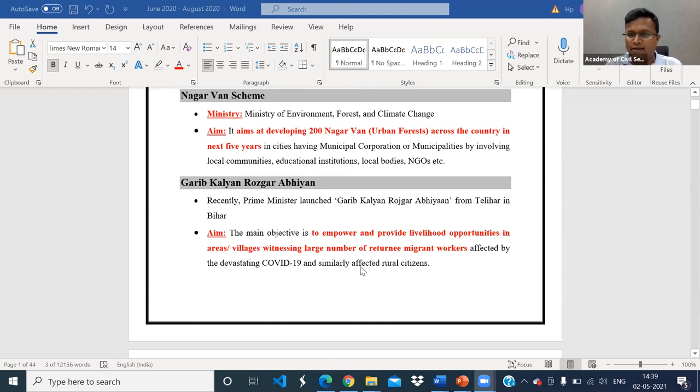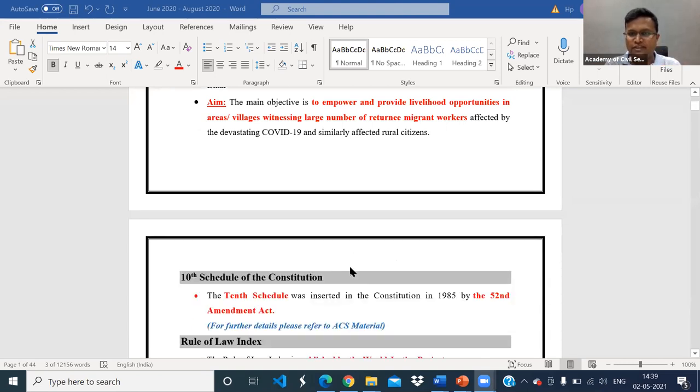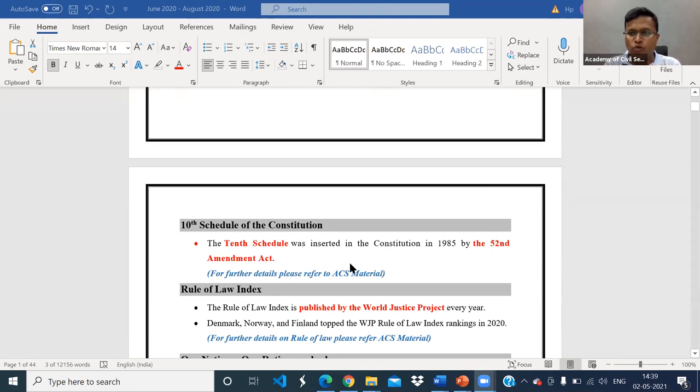Garib Kalyan Rozgar Abhiyan, I'm not repeating today. In the last class I have taken Garib Kalyan Rozgar Abhiyan. It is a scheme of the Government of India to give jobs to the migrant workers who returned to their place during COVID-19.